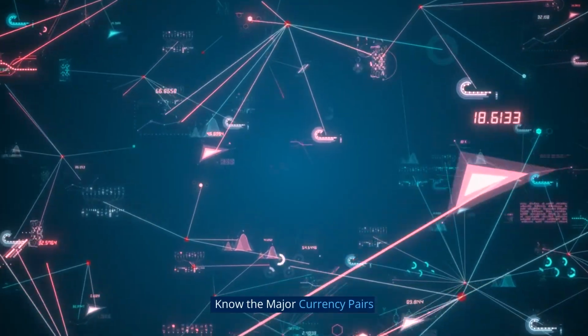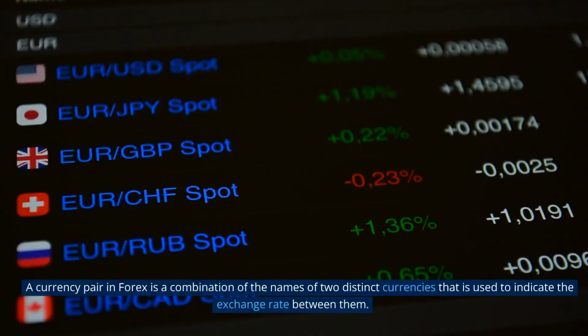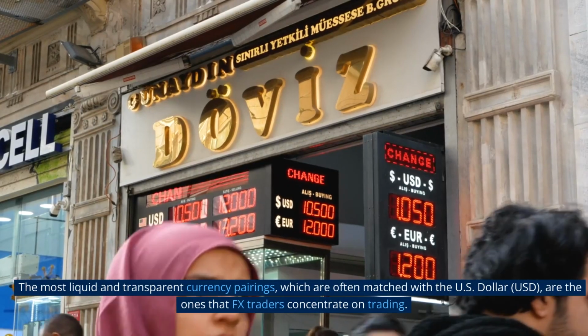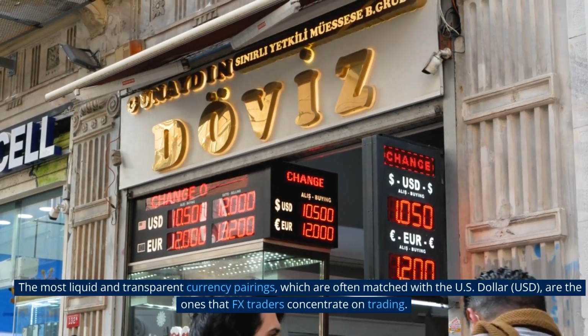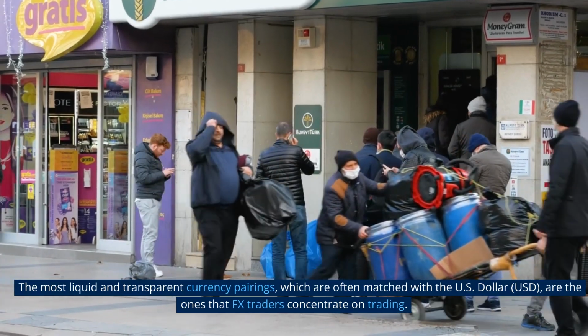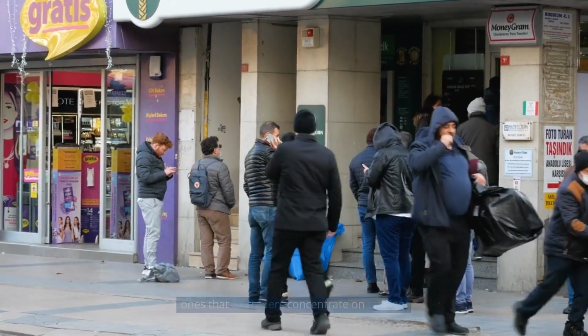Know the major currency pairs. A currency pair in Forex is a combination of the names of two distinct currencies that is used to indicate the exchange rate between them. The most liquid and transparent currency pairings, which are often matched with the US dollar, USD, are the ones that FX traders concentrate on trading.